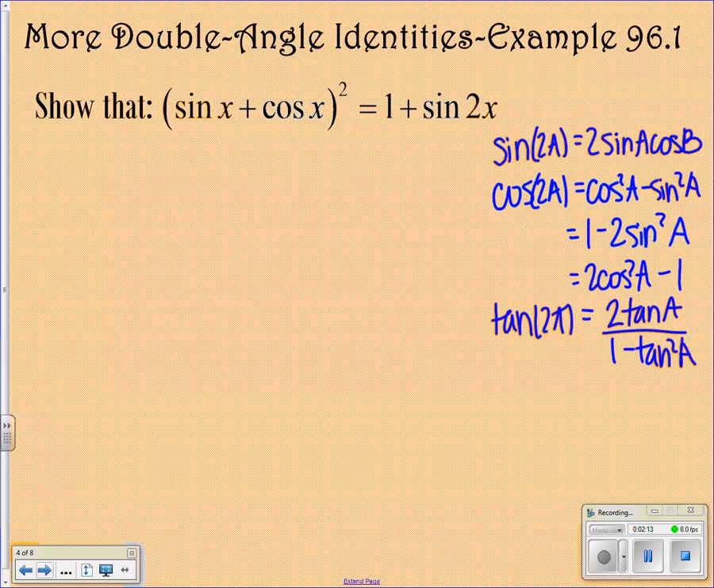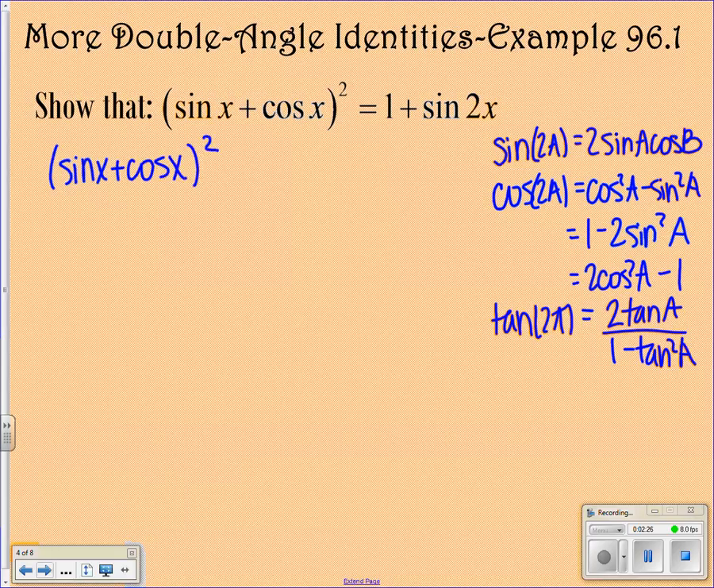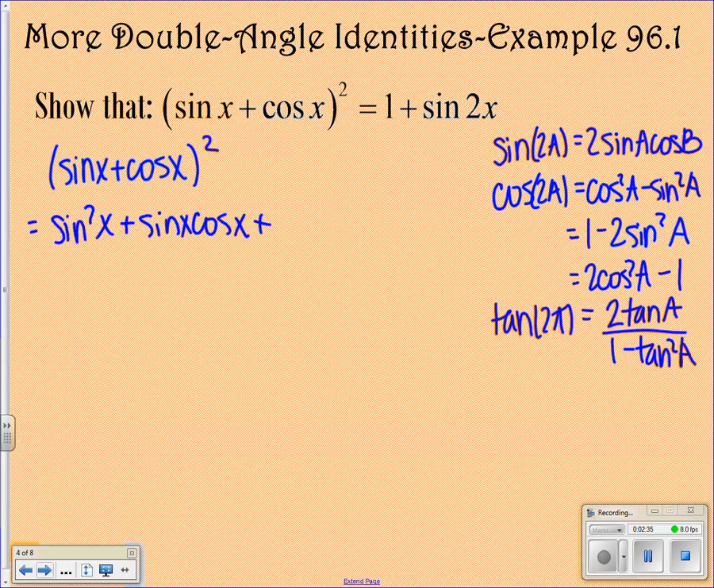Those are your double angle identities that we're going to be using. We're not necessarily going to use all of them, but those are some of them that we're going to use for these show that's. So we want to show that these are equal. So I'm going to pick the left side to work with. And I'm going to write it down. And so now we're going to distribute. And so if you distribute that, you'll have sine squared of x plus the sine of x times the cosine of x plus the sine of x times the cosine of x again, and then plus the cosine squared of x.